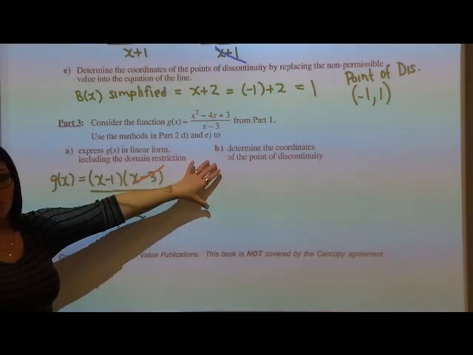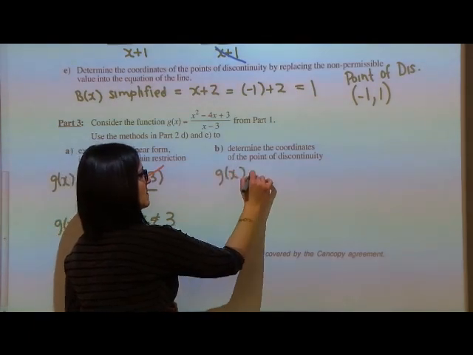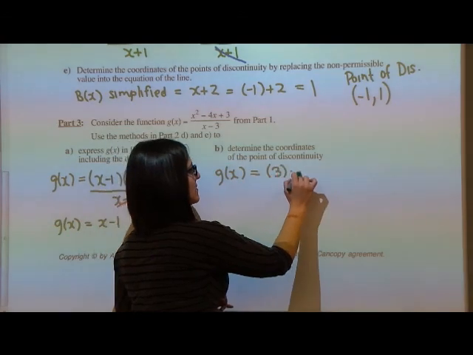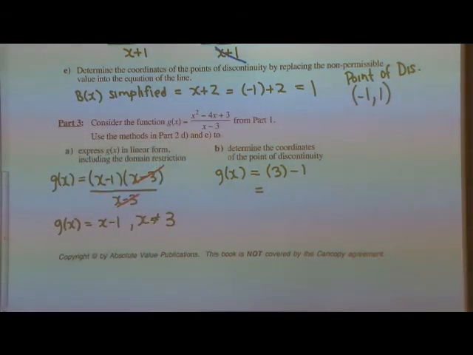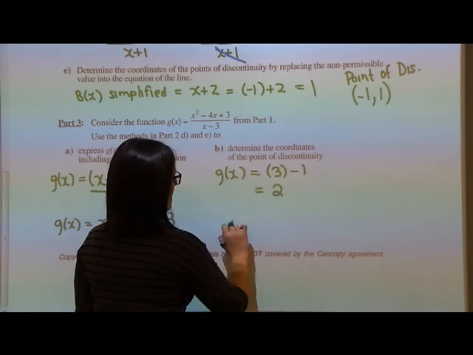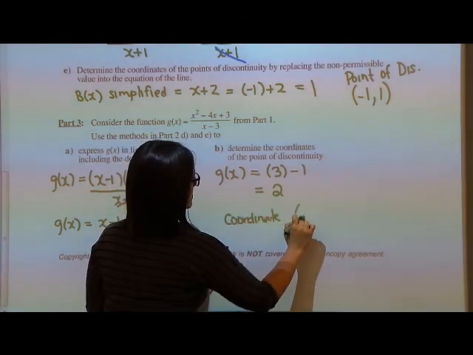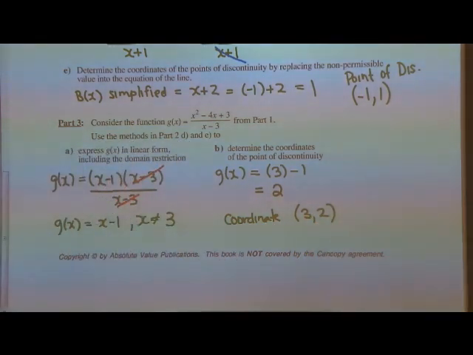So then to determine the point of discontinuity, I substitute 3 in for x. And I solve, which gives me 2. So then the coordinate is (3, 2). That gives me the hole in the graph.